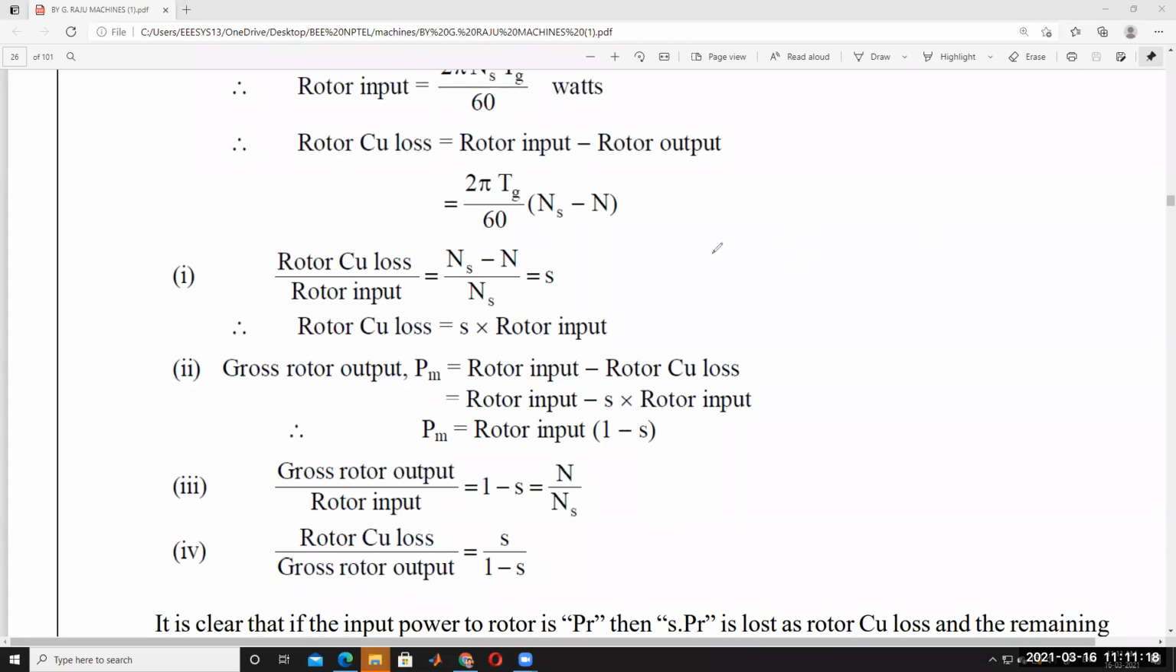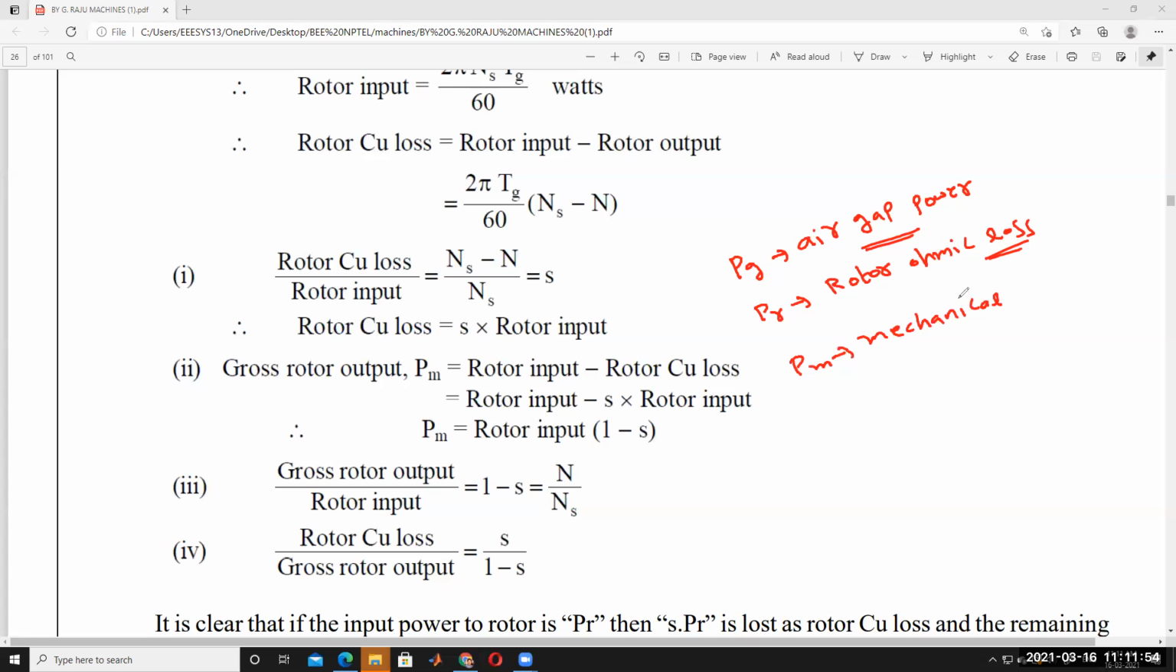So for example, air gap power is called PG. PR is called rotor ohmic loss, or rotor copper loss. And PM is called the mechanical power developed in a 3-phase induction motor.